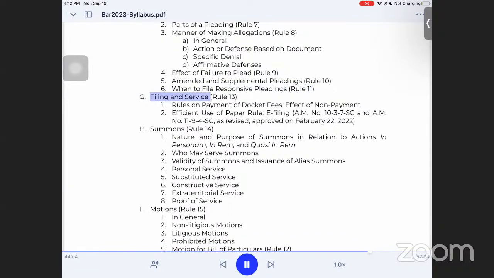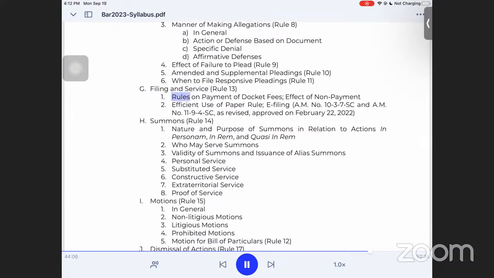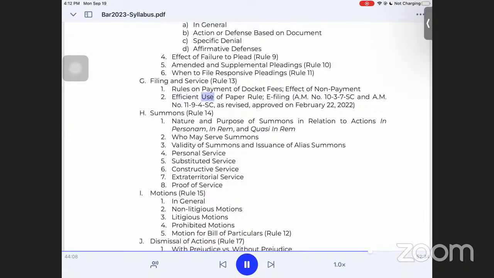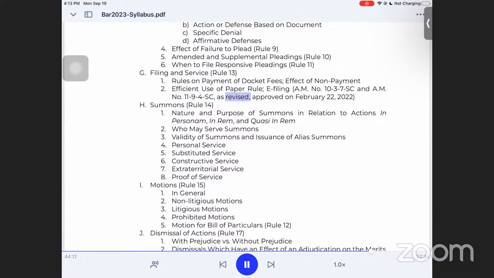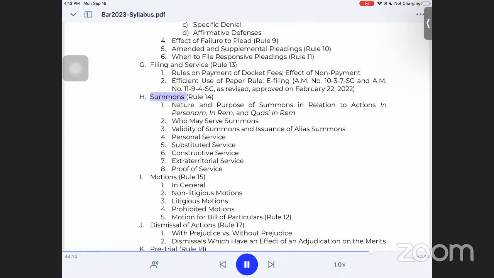G. Filing and Service, Rule 13. 1. Rules on payment of docket fees, effect of non-payment. 2. Efficient use of paper rule, filing, AM No. 10-3-7-SC and AM No. 11-9-4-SC, as revised, approved on February 22, 2022. H. Summons, Rule 14.